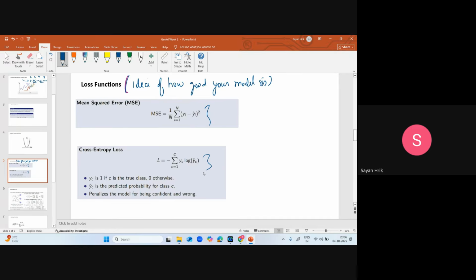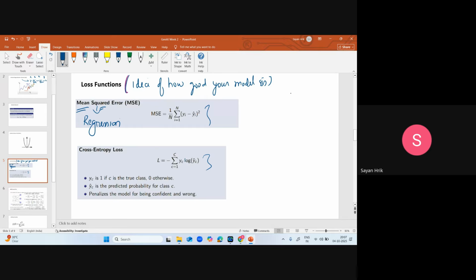So I think two loss functions that you already know are MSE, which is mean squared error, and the cross entropy loss. So let's quickly recap them. MSE is pretty simple. Can you tell me what MSE is used for? Is it used for regression or is it used for classification? Regression. Yes, MSE is used for regression. What does MSE do? Just like the name, it takes the mean of the squared error. So what is the squared error?